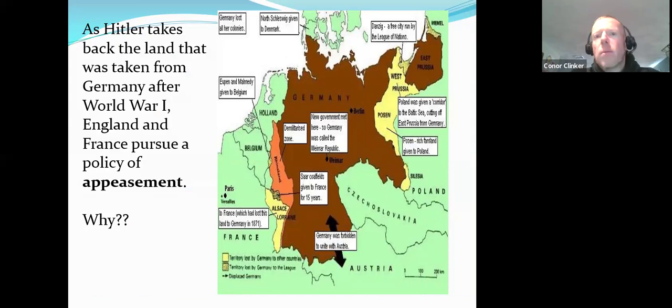Now, technically, when Hitler sent his troops into these areas in yellow and orange to take back German lands, according to the treaty, England and France were supposed to stop him, but they didn't. They appeased. So let's define that word first. Appeasement is basically making a concession, giving someone something they want that you might not want to give them, in order to avoid a larger conflict.